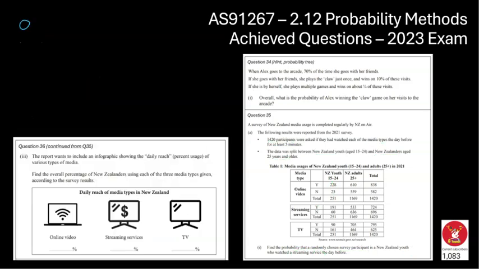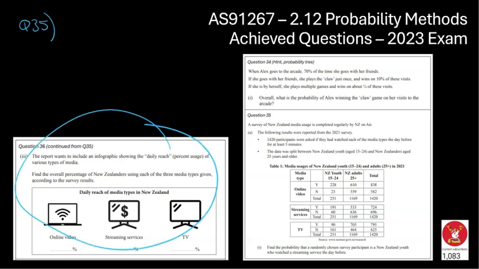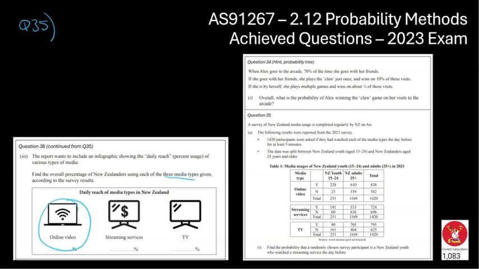We are now on to question number 35, and the question down here does carry on from the data we used in the previous table about the media types. Reading through the question, the report wants to include an infographic showing the daily reach of each of the various media. Find the overall percentages of New Zealanders watching each of the 3 media types. I'm assuming we're going to have to fill out the percentage of people watching each of the media types down there. So let's start off with finding the probability.